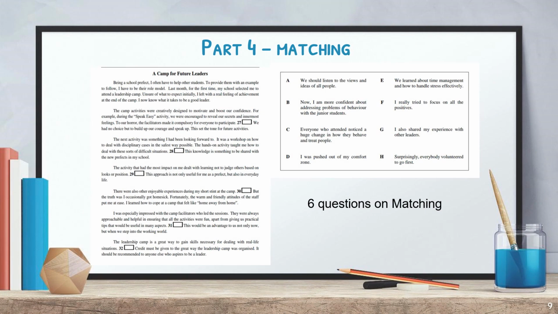For Part 4, it is on matching. This is something similar to previous questions in Form 3. You will be given a text. For SPM, the text may be a little bit longer. You'll be given a text and 8 options, A, B, C, D, E, F, G, and H. However, the correct answers are only 6. There will be 2 options which are not correct. So you need to match according to where it is found in the text.